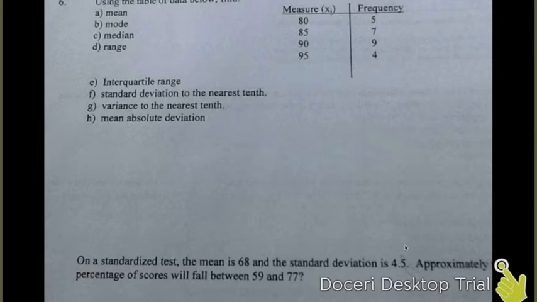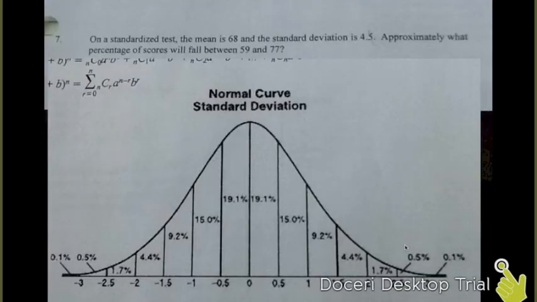The next question. On a standardized test, the mean is 68 and the standard deviation is 4.5. So I'm going to go ahead and fill in right away that my middle number is 68 and my standard deviation is 4.5. So I want to put 68 plus 4.5 is going to be 72.5. So that's one standard deviation up, 72.5.